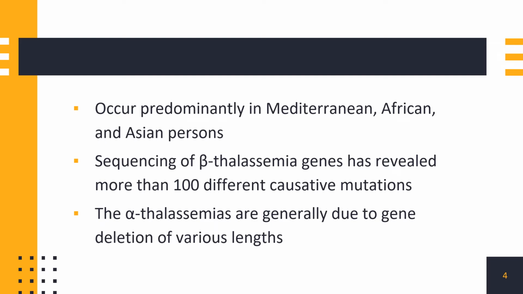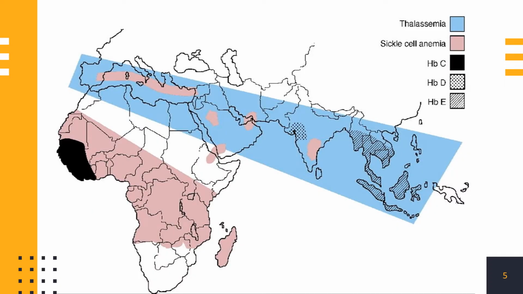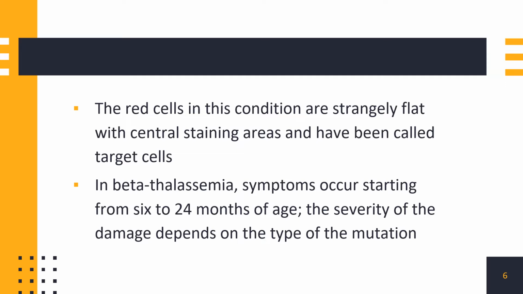They occur primarily in Mediterranean, African, and Asian persons, and the sequencing of the beta thalassemia genes has revealed more than 100 various causative mutations. The alpha thalassemias are generally due to a gene deletion of various lengths. This slide shows the geographic distribution of common inherited structural hemoglobin variants and their thalassemias. The red cells in this condition are strangely flat with central staining areas and have been called target cells.